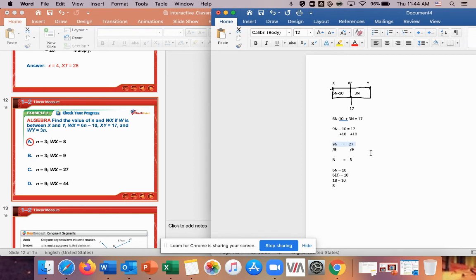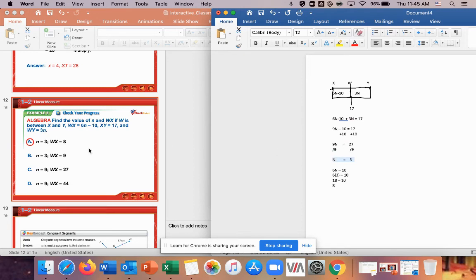All right. Then you divide by 9 on both sides to get rid of that number and just leave the variable. So 9n divided by 9, and you have to do the same thing on both sides. If you do it to one side, you got to do it to the other. So it's going to be 27 divided by 9. 9n divided by 9 equals n. 27 divided by 9 equals 3. So n is going to equal 3.